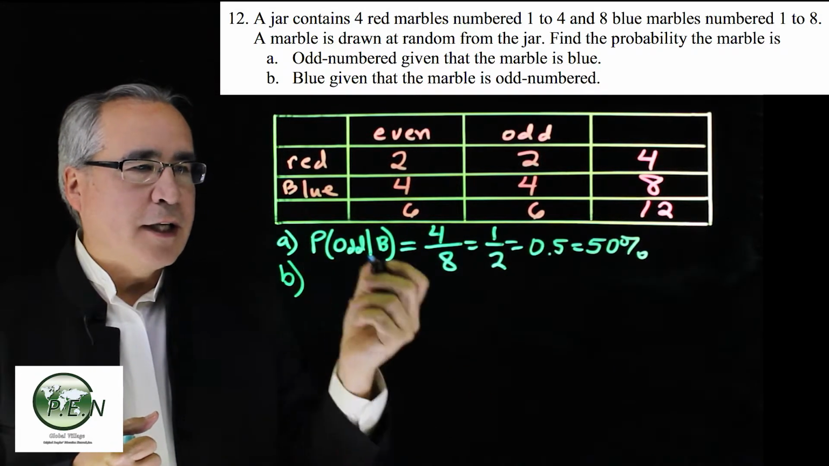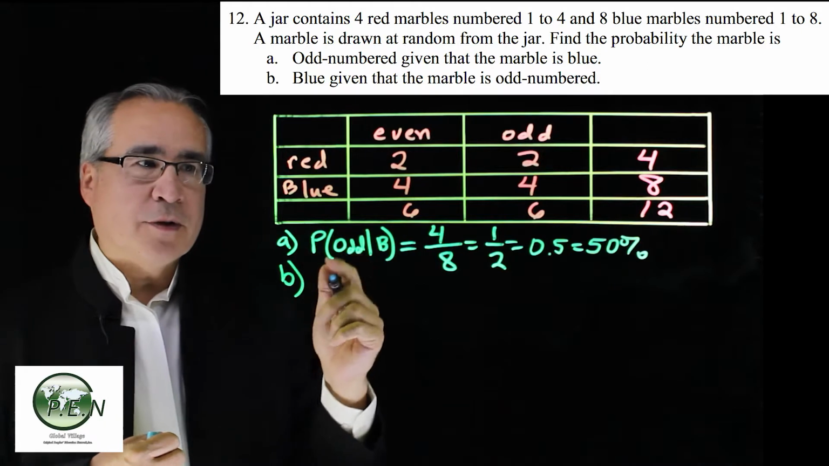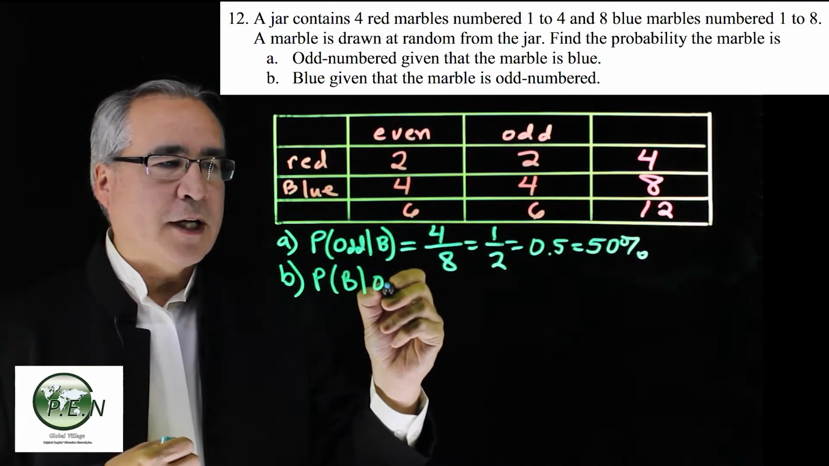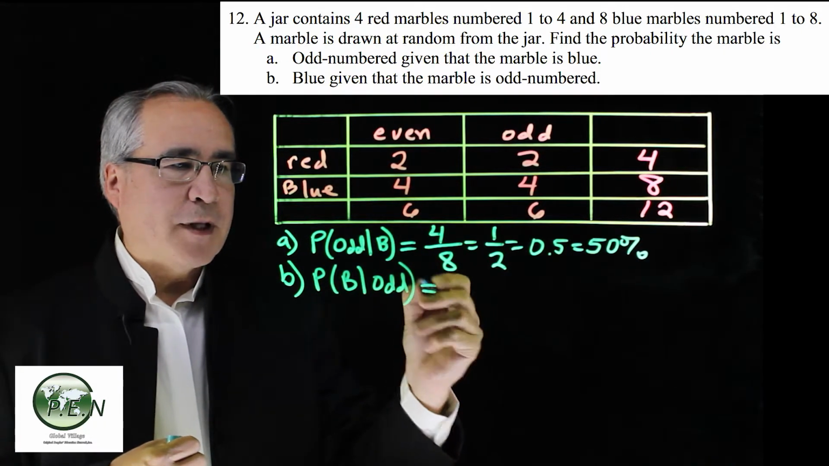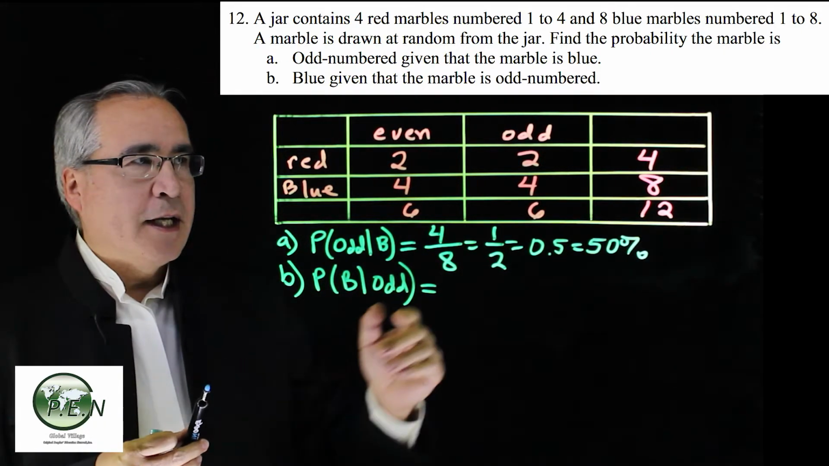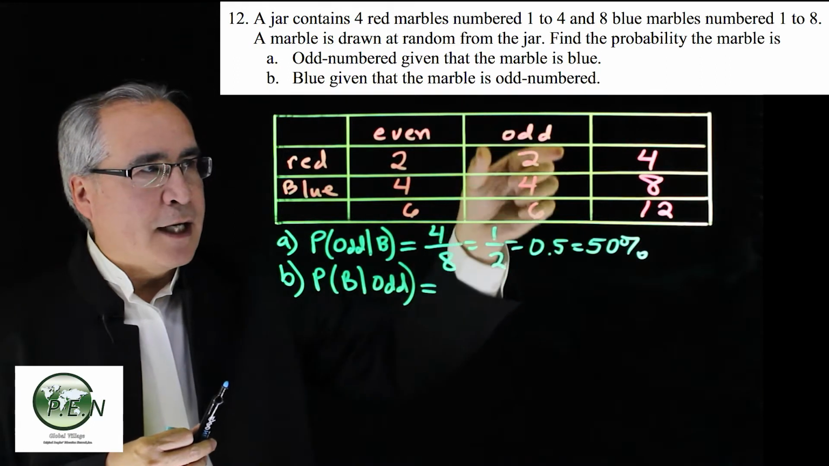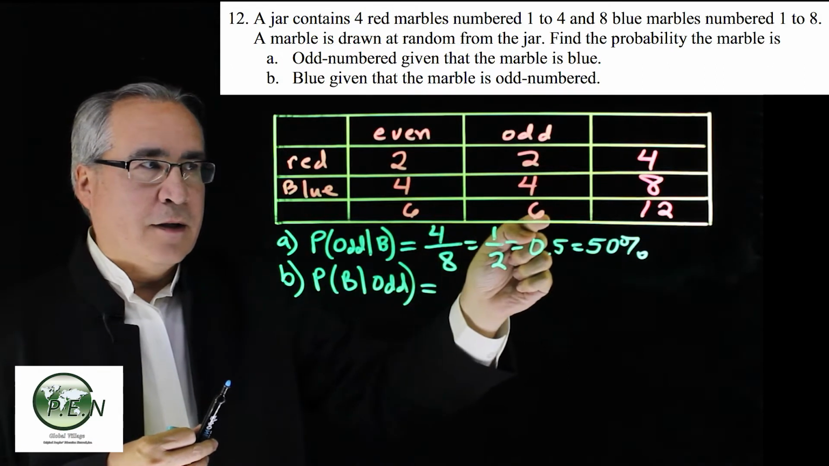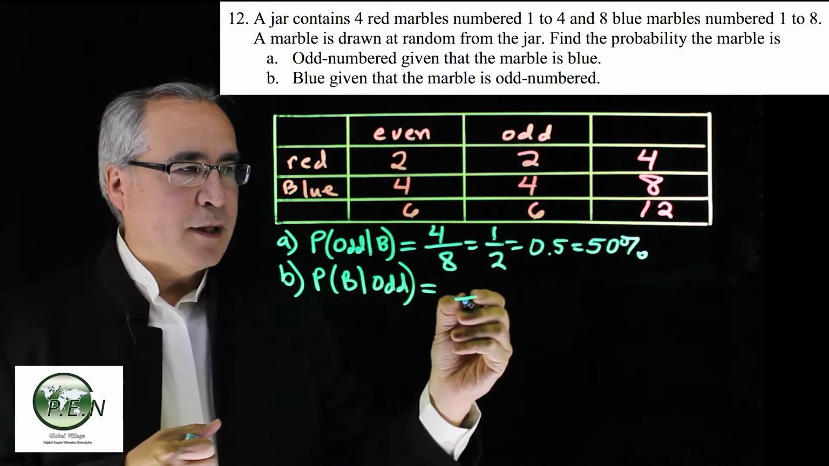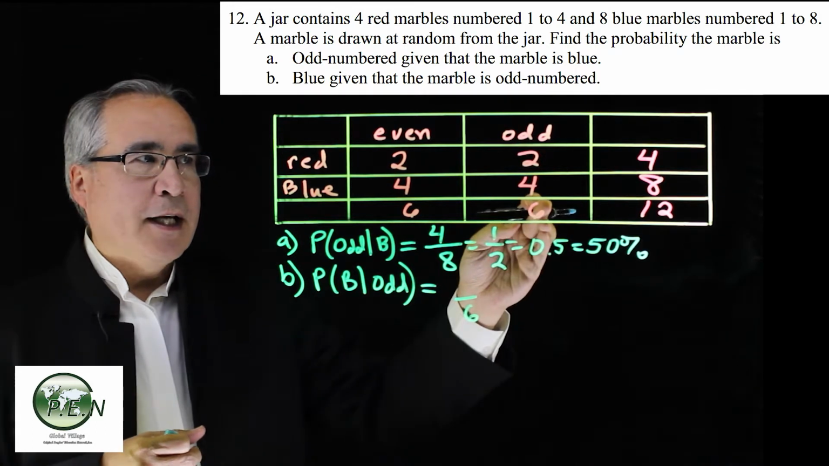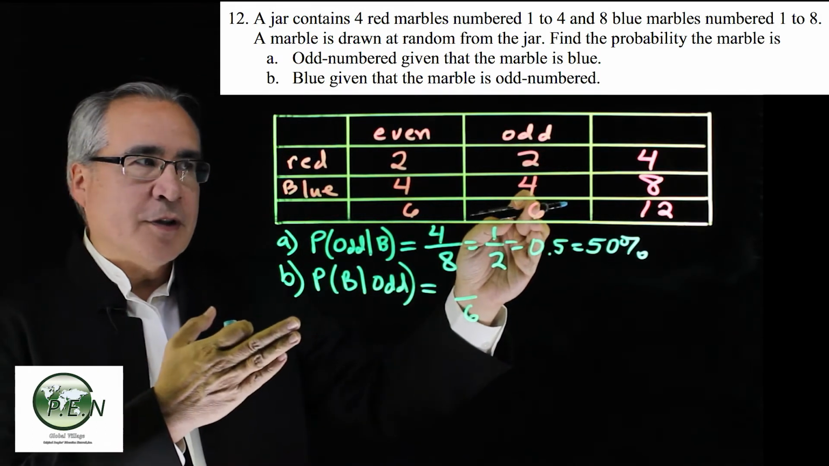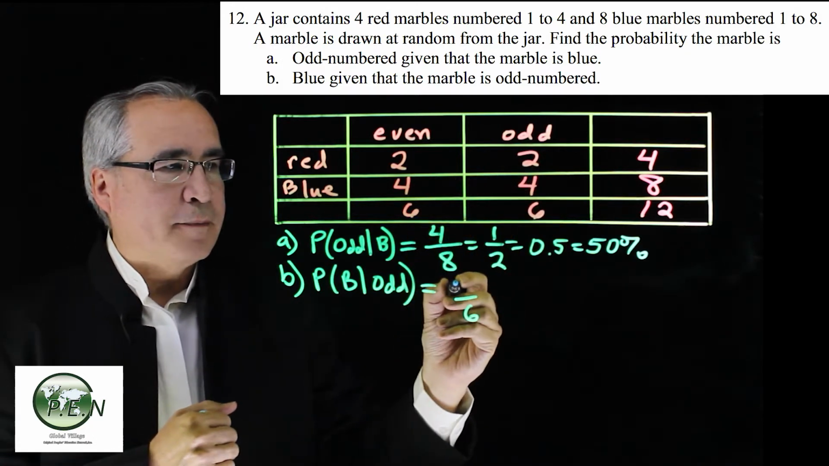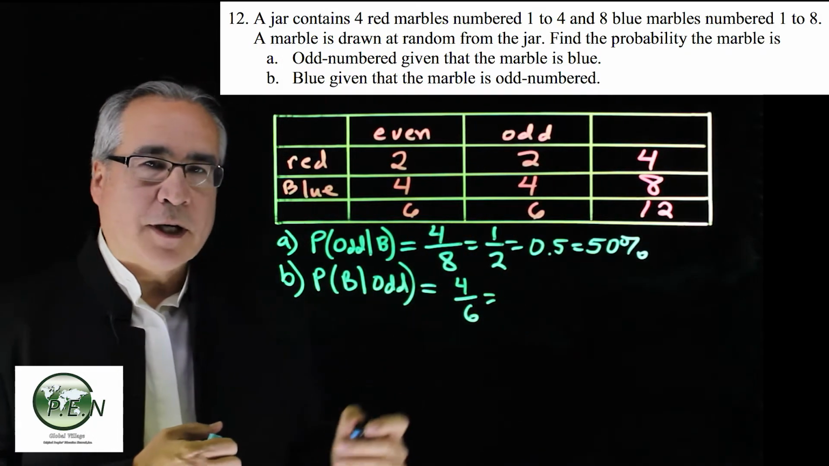The B question asks a similar thing, but in reverse order. So what's the probability we get a blue marble given that we know it's odd? Now watch how this is different. The difference is what we know is we've got an odd, so we're dealing with the column right here. There's a total of 6 that we're dealing with, so we'll put that in the bottom. And then the probability we're looking for is to get a blue. That's these 4 right here. There's 4 blues in this column. 4, 6. That's our probability.